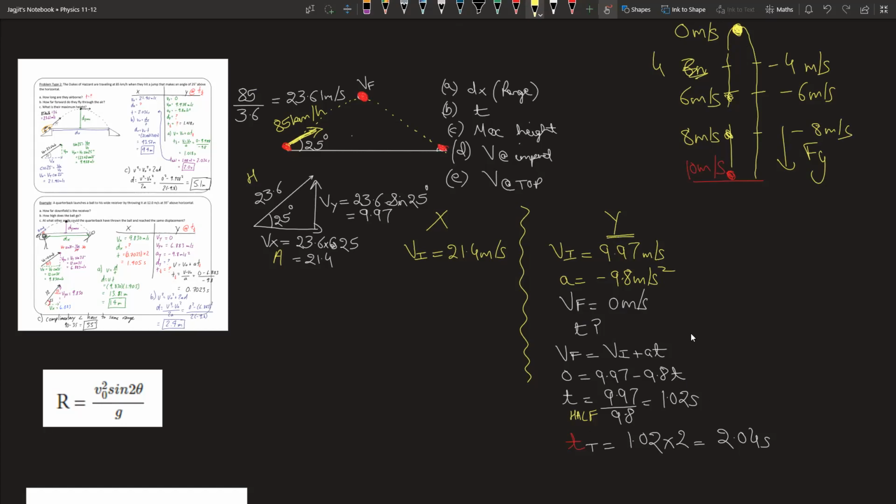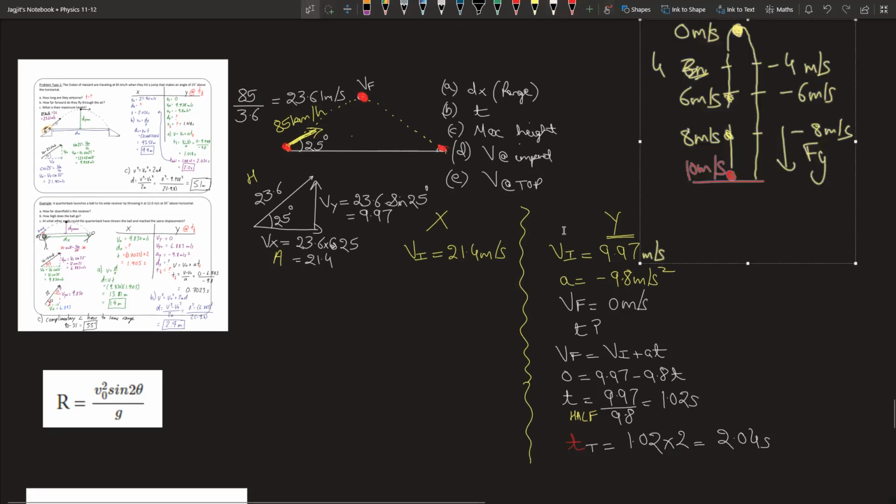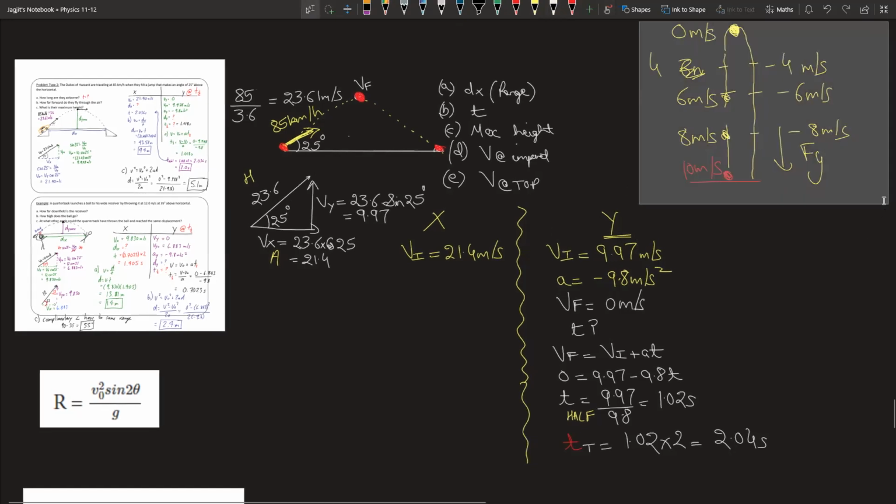So let's come back to this time. When it goes from here to there, we found the time was 1.02. It's going to take the same time to fall down. So the total time is twice the time that it takes to go up. 2 times 1.02 gives you 2.04. That's the total time. Once you find the total time, you say, you know what? Time of y is going to be time of x, because time does not have a direction. So whatever time you found for y, that's the exact same time you're going to have for x.